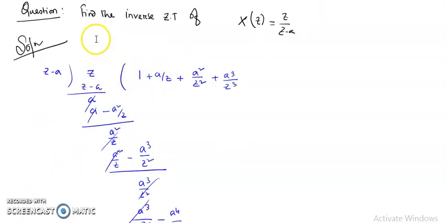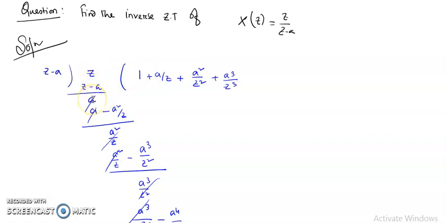Next, the finding of inverse Z transform using the long division method. We can do the inverse Z transform for z by z minus a. So we already know that this is the transform of a to the power n u[n]. So how can we derive that? You can try like this. If you divide z by z minus a, then you can write like this. If you multiply with 1, then you will get z minus a. So z cancels, you will get a here.